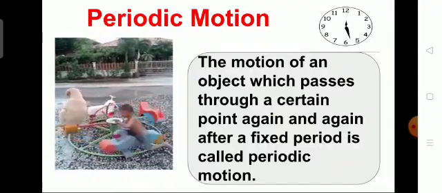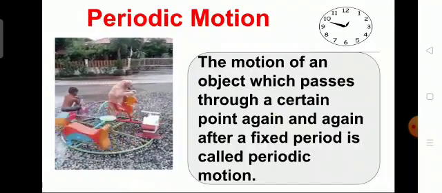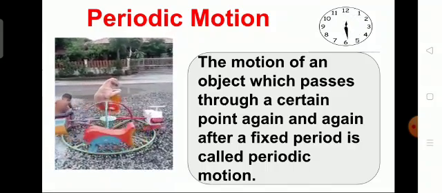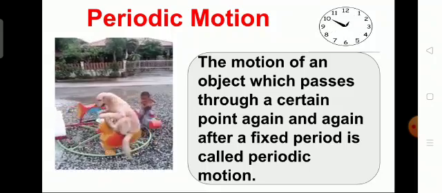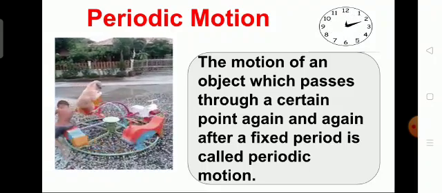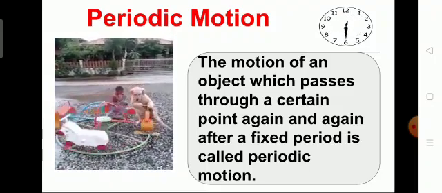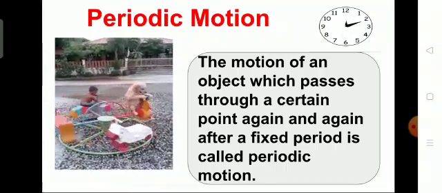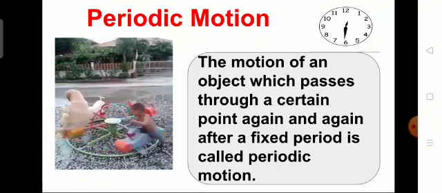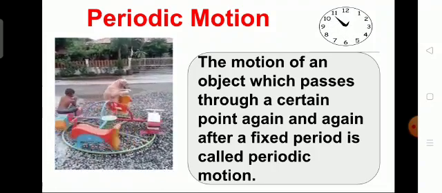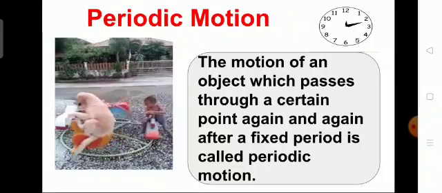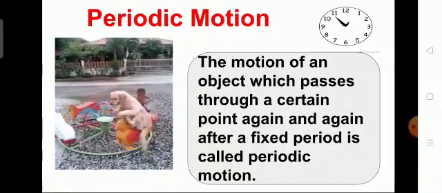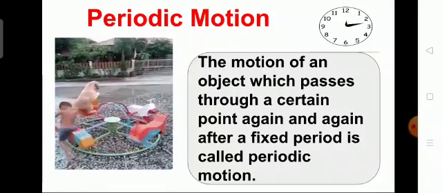Now, the next type of motion is periodic motion. Periodic motion is the motion of an object which passes through a certain point again and again after a fixed period. When an object is passing through a fixed point again and again after a fixed period, then that motion is called periodic motion.